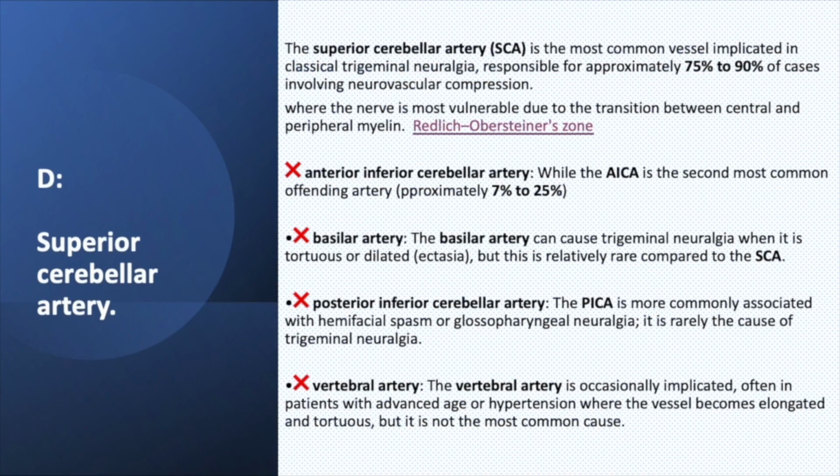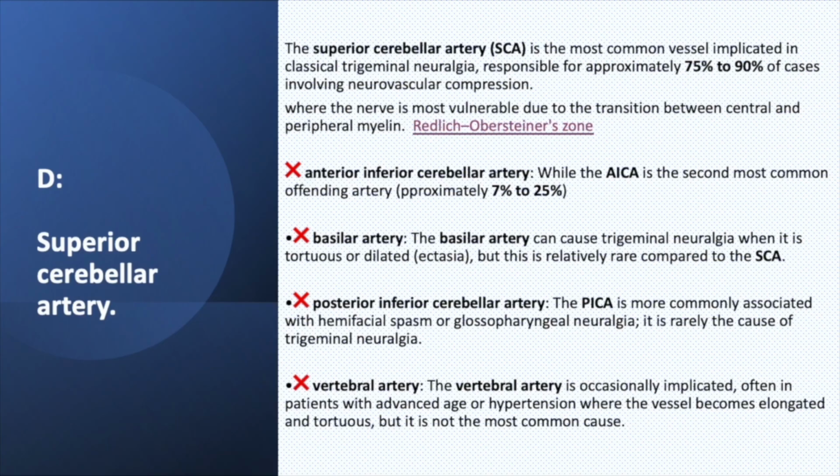The answer is the superior cerebellar artery, or choice D in this particular case. The superior cerebellar artery is implicated in almost 75 to 90% of cases that involve neurovascular compression. The point of vulnerability is the transition between the central myelin versus the peripheral myelination of the nerve, and it's also called the Redlich-Obersteiner zone, which you see exiting the brainstem.